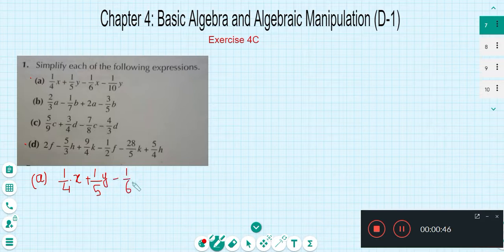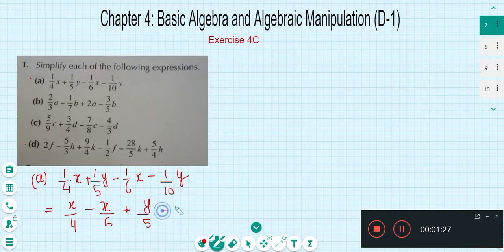minus 1 by 6x minus 1 over 10y. So first step is to separate the like terms. So we can also write this 1 over 4x as x over 4, and this minus 1 over 6 will be x over 6 because x into 1 is x. Similarly, 1 over 5y will become y over 5, and this will become y over 10.